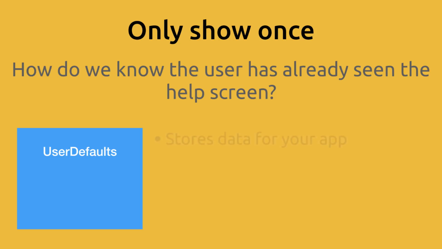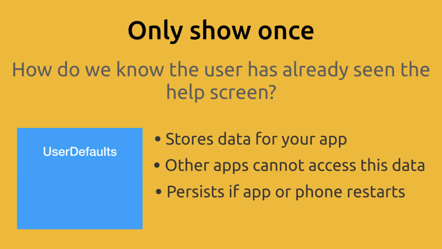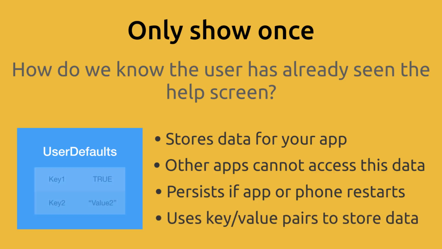Well, UserDefaults stores data in your app, and other apps cannot access this data. It's data that is specific to your app only. And the good thing about it is the data gets persisted when your app closes or your phone restarts. So the next time you start the app and you read this data, it's going to have the last value that you stored in it. So that's pretty cool. And UserDefaults is pretty easy to use because it uses key-value pairs to store the data. So you just use the key to set the data and retrieve the data. Well, this sounds like it'll work for our situation, so let's use this.